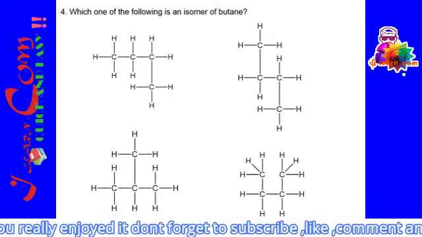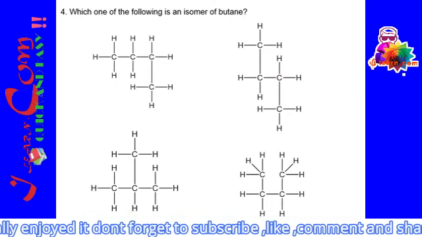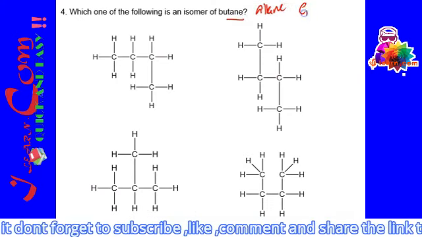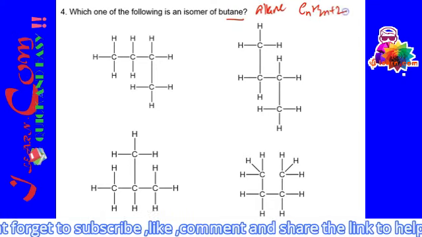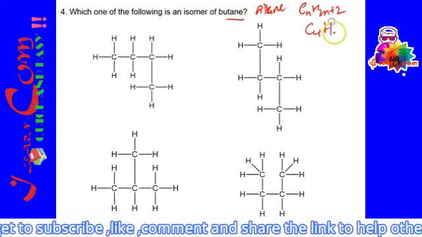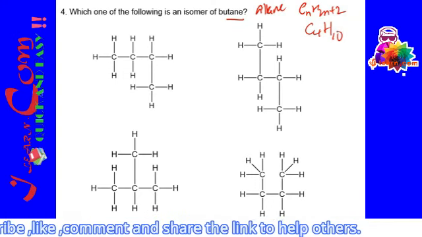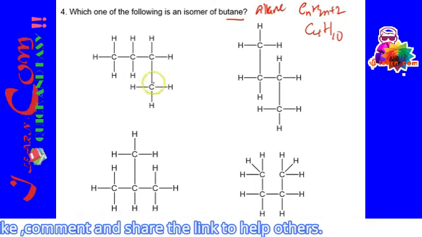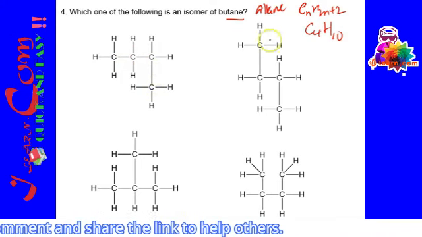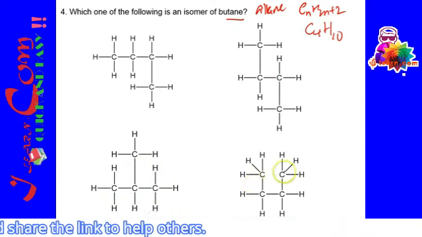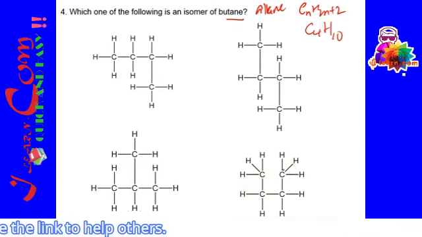Question number 4. Which one of the following is an isomer of butane? Butane, ane, alkane. So it's CnH2n plus 2, which is C4H10. If I draw the straight chain, 1, 2, 3, 4. All of these are 4 carbons with 10 hydrogens.